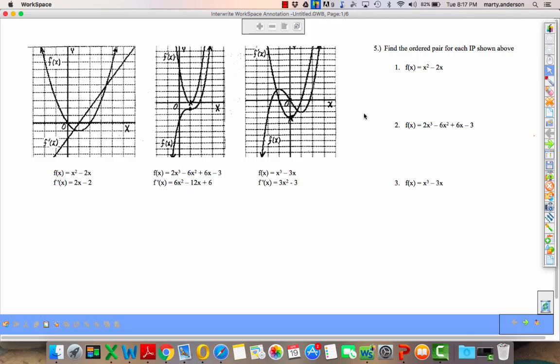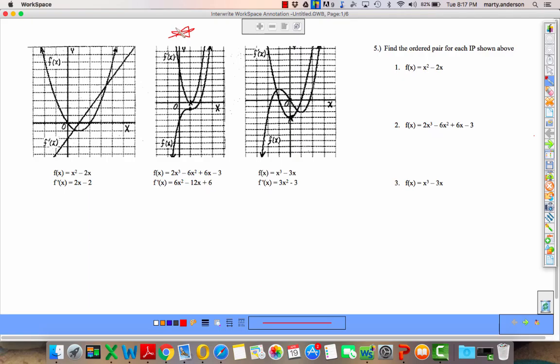Okay, grab your inflection point and turning point packet. We're going to take a look at a few problems. So you've got your worksheet and these three right here. In fact, it's actually easier to look at the one in the middle first and see what's going on.